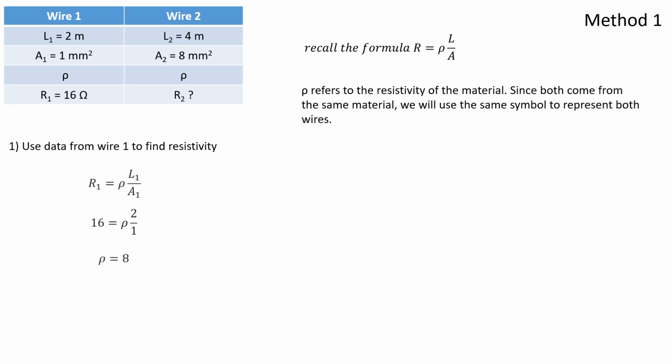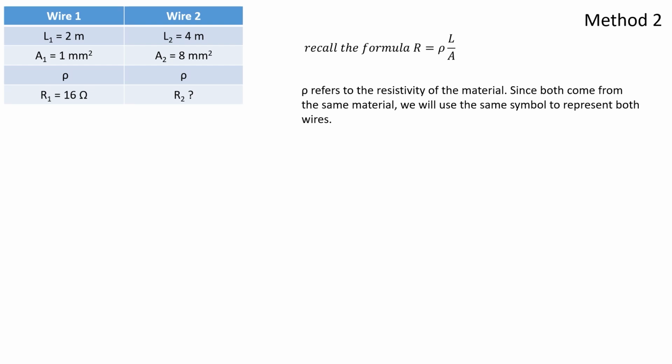By applying the formula, we find the resistivity to be 8. Next, we substitute this value into the formula to calculate the resistance of wire 2. The resistance of wire 2 is found to be 4 ohms. Keep this result in mind for later. Now, let us proceed to the second method.